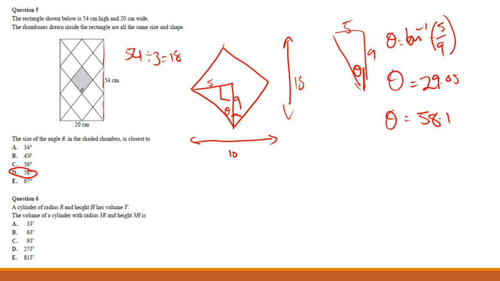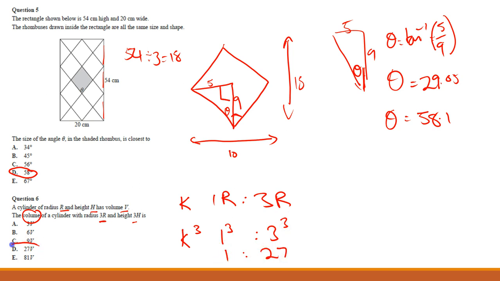Question 6. A cylinder has a radius r and a height h and volume v. The volume of a cylinder with 3r and 3h is what? So if we go a linear ratio of 1r to 3r, okay, that's our K. So we're going to go to volume, so we go K cubed. So 1 cubed to 3 cubed is 1 to 27. So the volume will be 27 times. So D, 47% of the state got that correct.